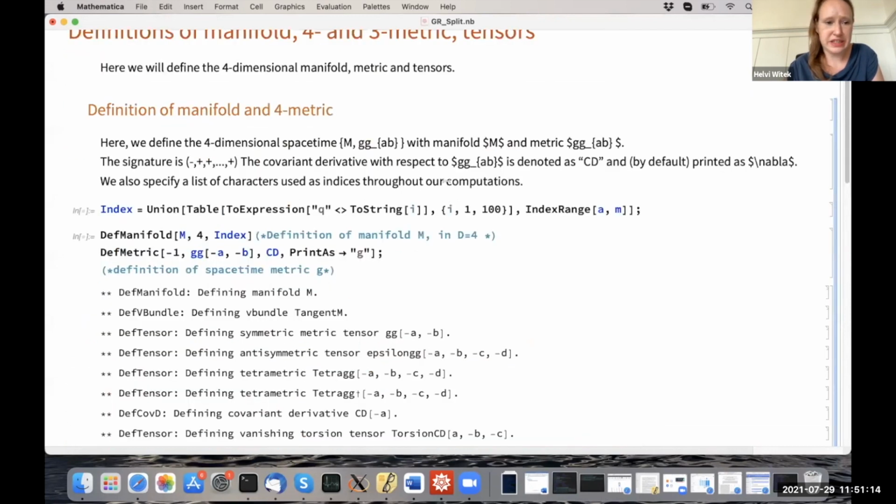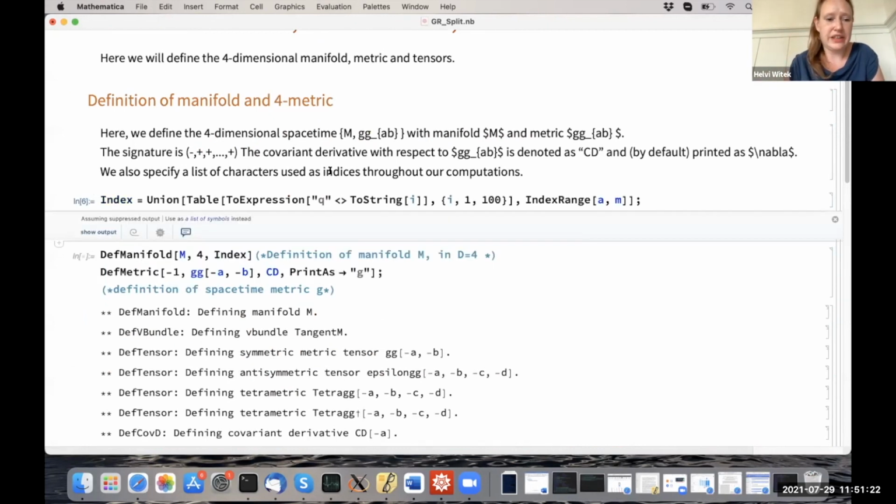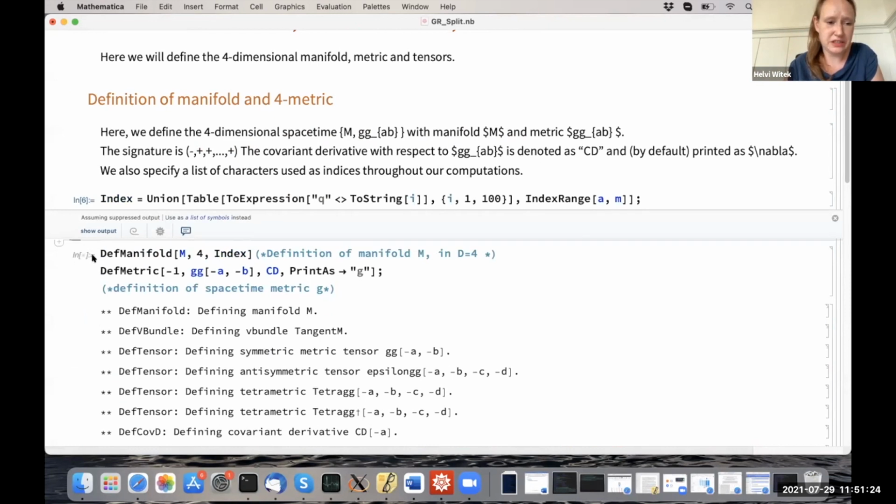The first thing that I do here is define a list of indices that I will use for my indices. And then I start defining a manifold. You can do that with the command DefManifold. The name of the manifold here, I just call it M. I have a manifold in 4 dimensions, so I specify this here. And then I provide this list of indices as index.